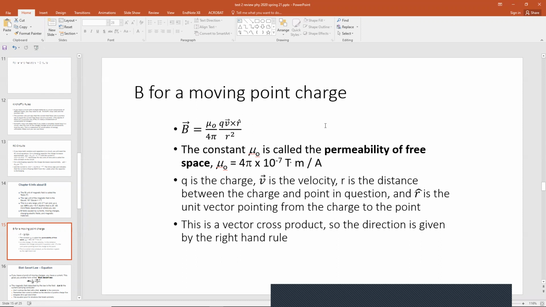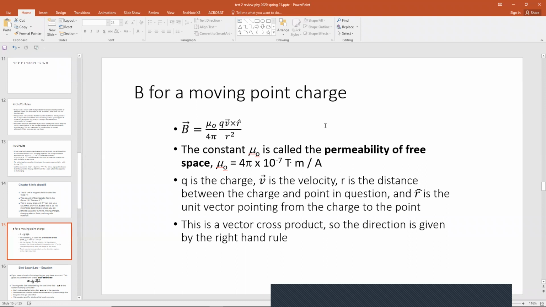Now, Q here is the charge. V is the velocity vector for that charge, so the direction it's moving. R is the vector that points from the moving charge to the point of interest where you want to know that magnetic field. R hat is the unit vector that points in that direction. So the magnetic field for a moving charged particle is given by the right-hand rule. If you take the thumb of your right hand and point it in the direction of Q times V, then your magnetic field around that will make loops, and the loops will be in the direction that your fingers naturally curl.